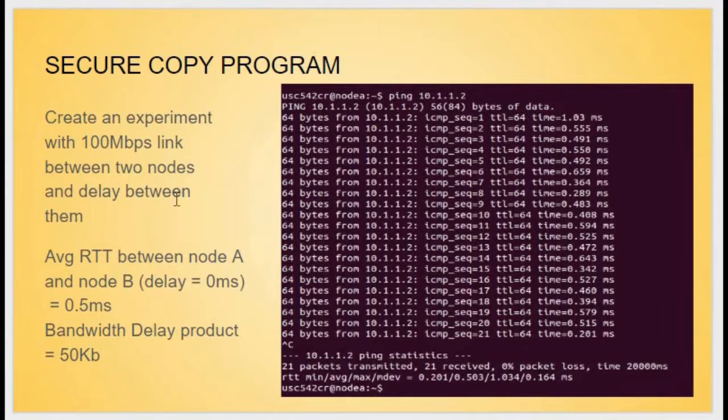The next part of the experiment asks us to calculate the RTT between node A and node B when the delay is 0 millisecond. So from node A, we ping node B using the IP address provided, and we can see that an average delay of 0.5 millisecond is obtained. We then have to calculate the bandwidth delay product. This is done by multiplying the bandwidth, which is 100 Mbps, with the delay which we obtain, and we get an answer which is 50 kilobits.